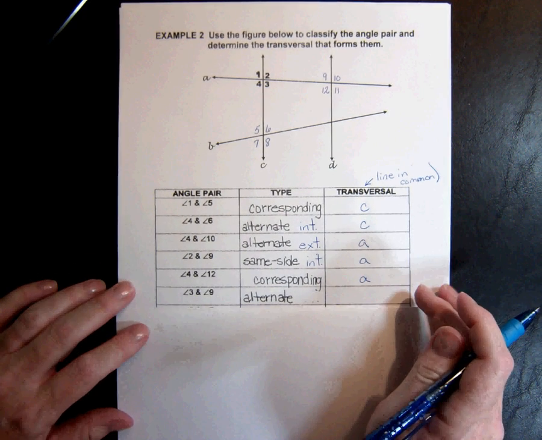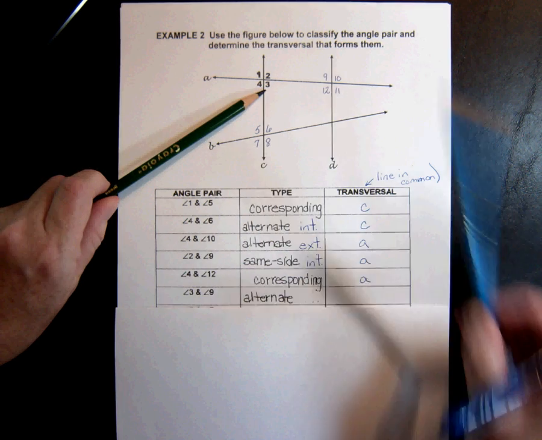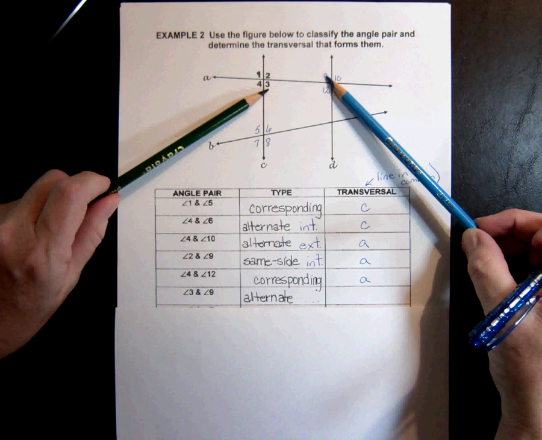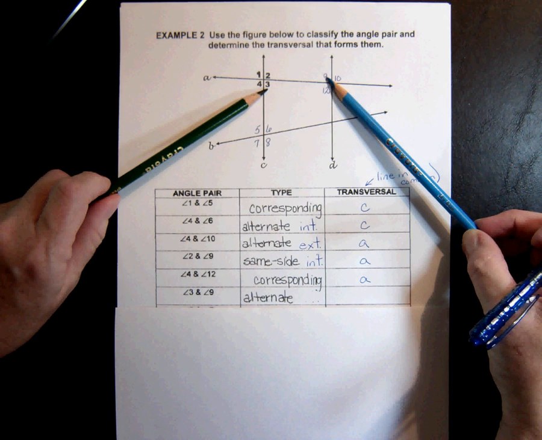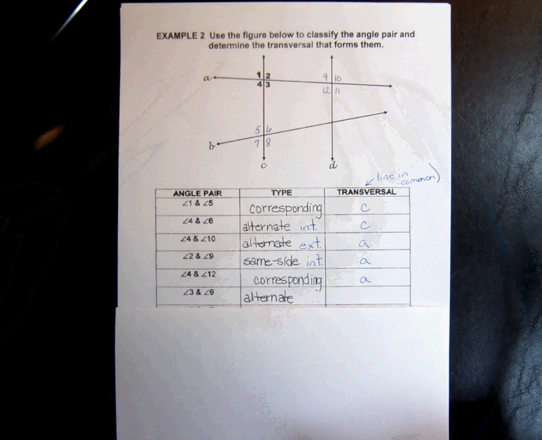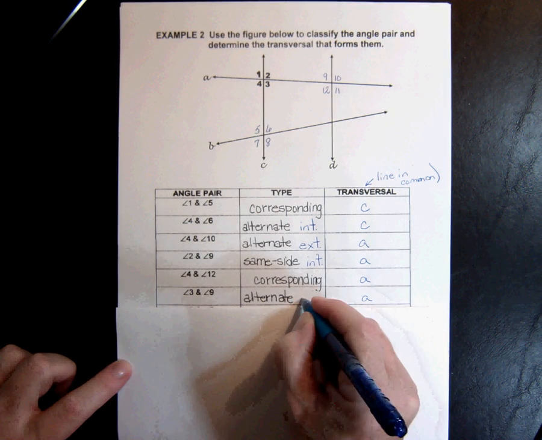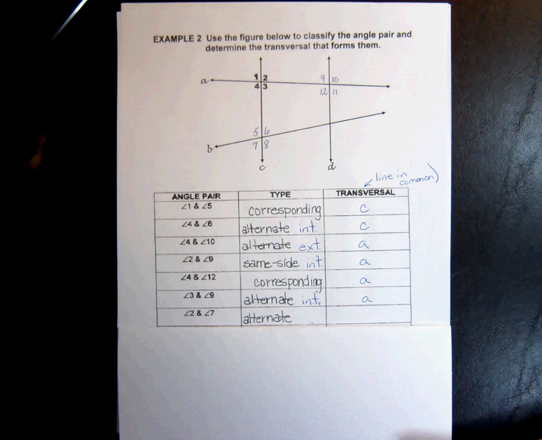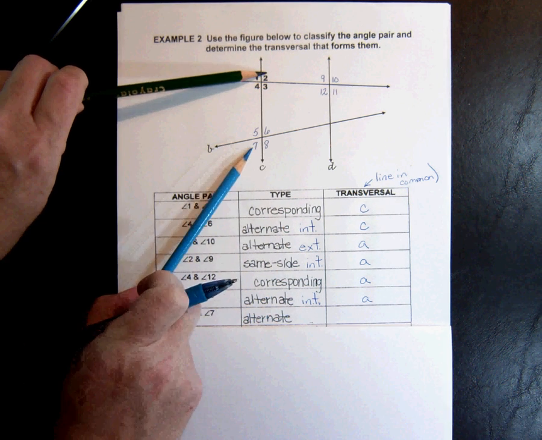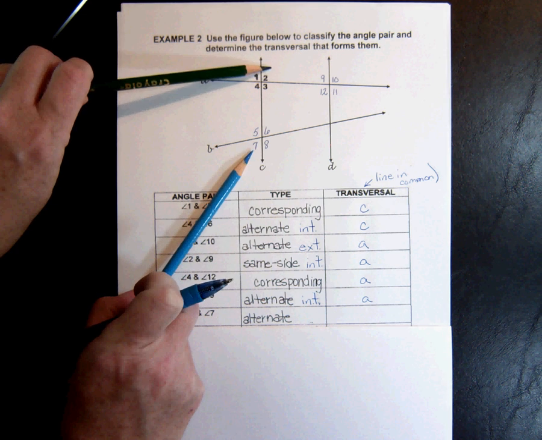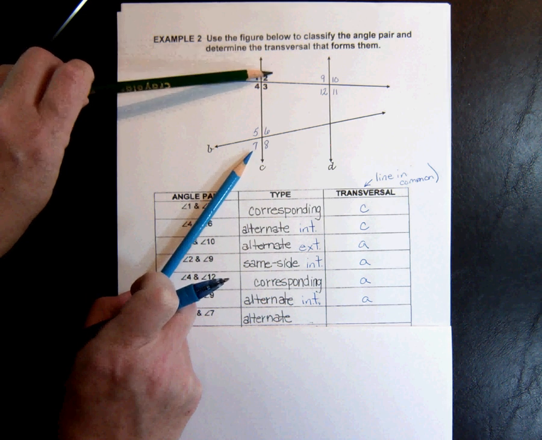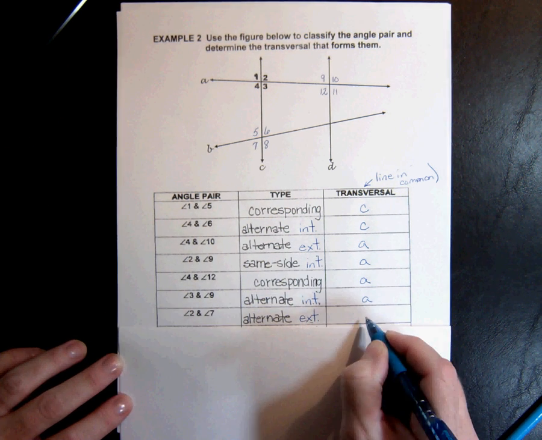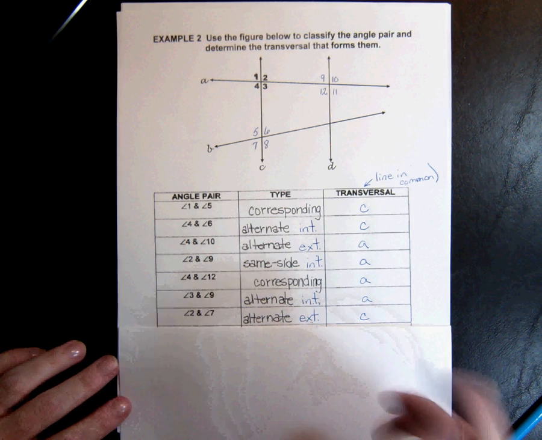3 and 9. 3 and 9, with which line cutting in between both of them? That would be transversal A, and they are alternate interior. I-N-T, period. 2 and 7. 2 and 7. These are on the outside, cut by the transversal C, so that's alternate exterior with transversal C in common with both of them.